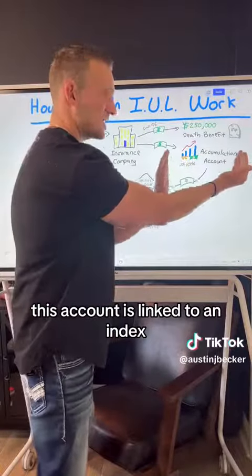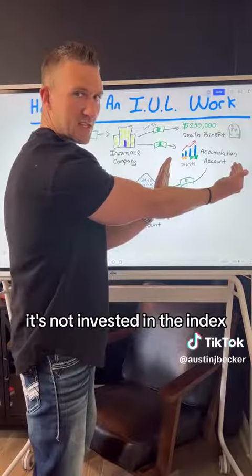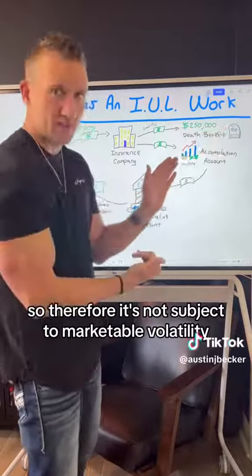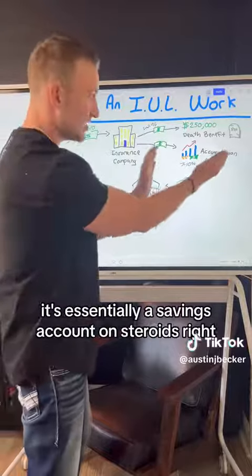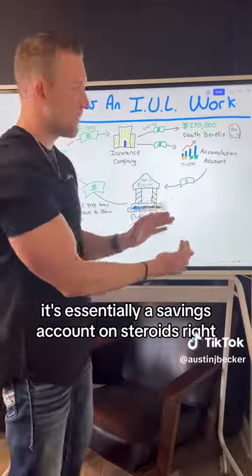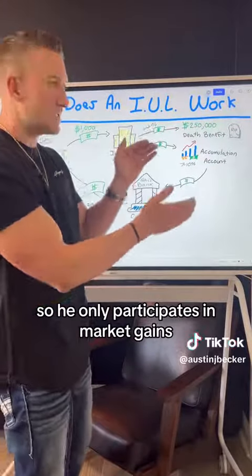There could be years of 20%, 30%, depending if it's uncapped or not. But let's say an average rate of return of 7 to 10%. This account is linked to an index. It's not invested in the index, so therefore it's not subject to market volatility. John can never lose money. It's essentially a savings account on steroids, right? So he only participates in market gains, never loses any money.